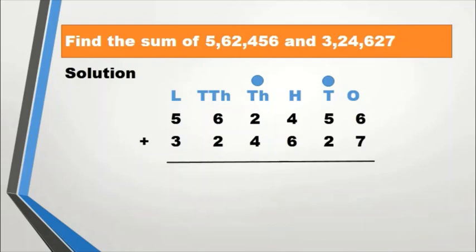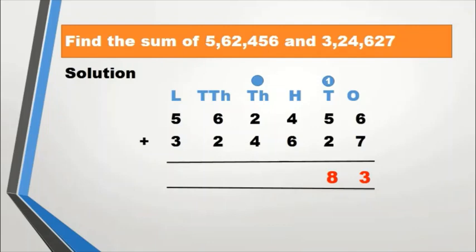And what are the digits in the ones place? Those are 6 and 7. 6 plus 7 is how much, children? You're right, 13. So write 3 in the ones place and carry over 1 to the tens place. Now add the digits in the tens place. What are the digits in the tens place? 5 and 2. 5 plus 2 is 7 plus carry over digit 1, that is 7 plus 1, 8.